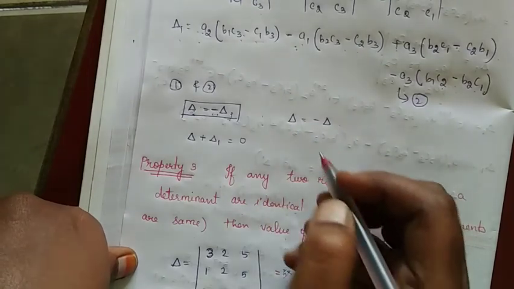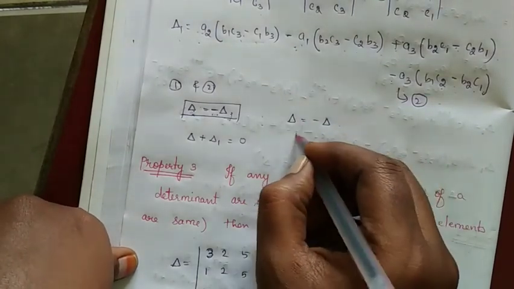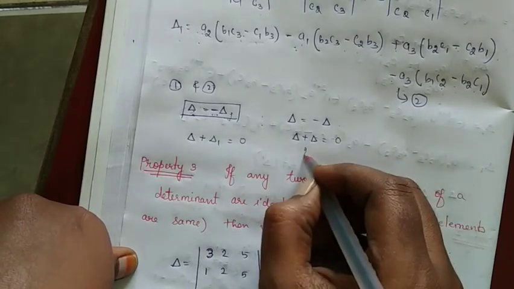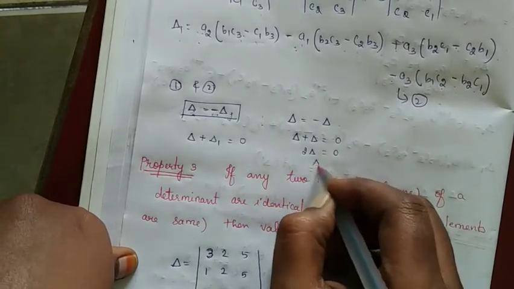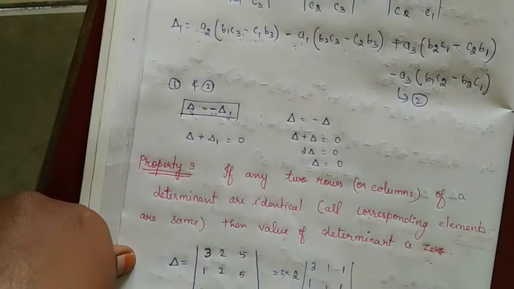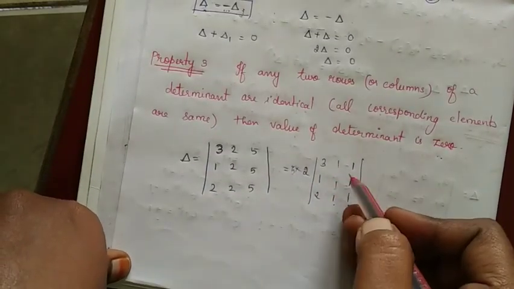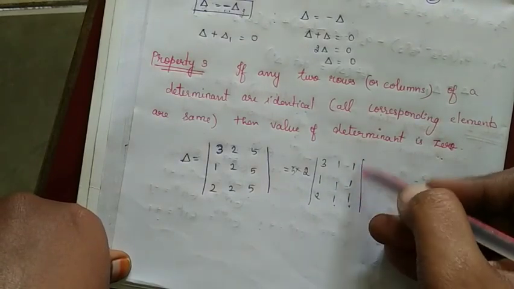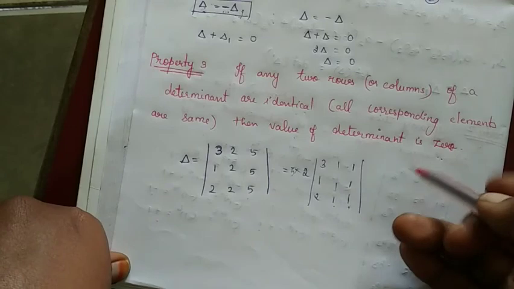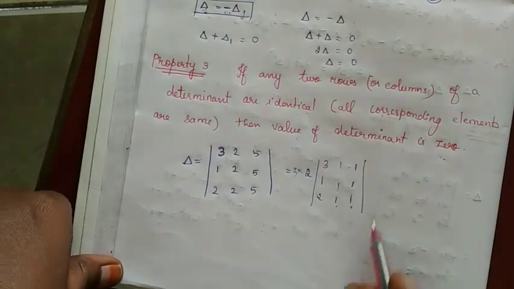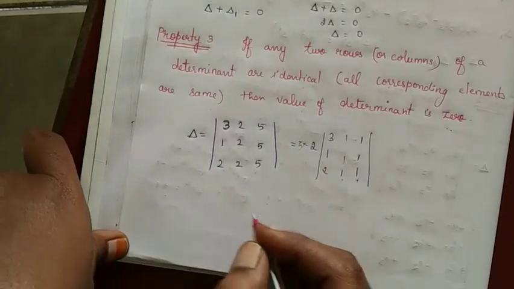When this goes to the next side, what will happen? Determinant plus determinant equal to 0. So twice of the determinant equal to 0. So determinant is equal to 0 here. Now same way, see that these two are equal. When the values of the columns are equal, then the value of the determinant will be equal to 0. Now let us find this value of the determinant and let us check here.